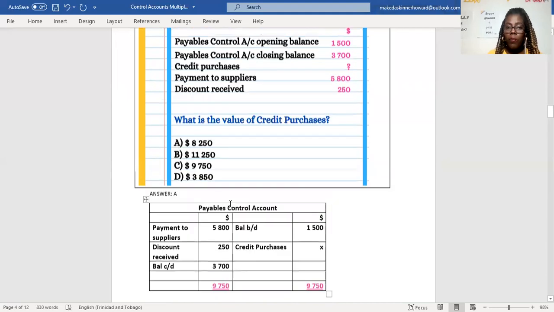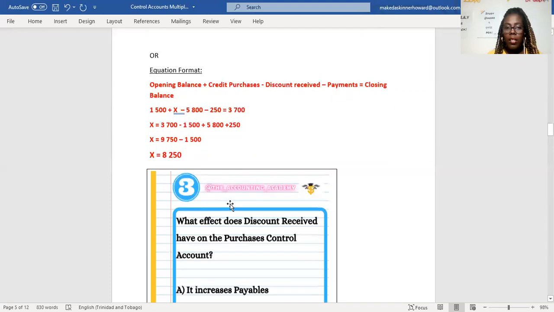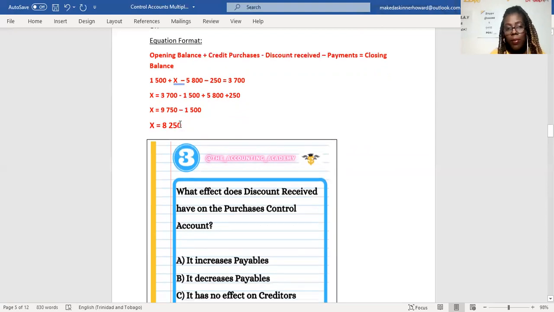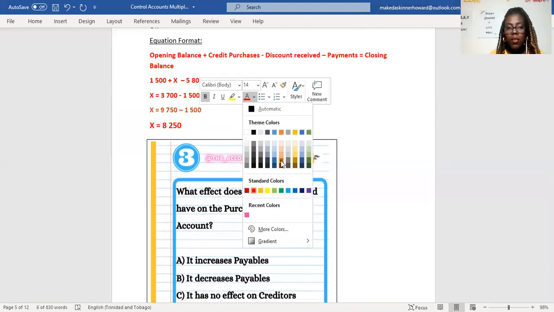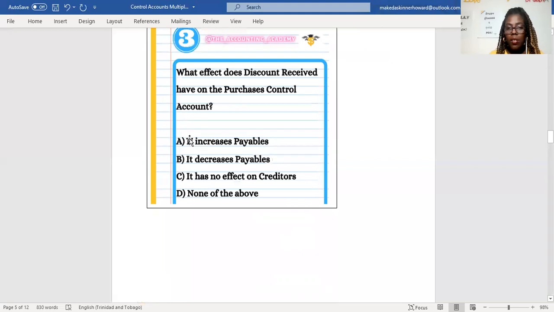And we're starting off owing 1,500. That is what our opening balance means. It means that we owe 1,500. When we purchase more items on credit, that has to be added. And then when we pay the supplier, we would deduct whatever we pay from them. If we get any discounts, we also have to deduct that because that is going to allow us to pay less. All right. So you have the equation on your screen, work out the answer, and you're going to get the same 8250. If you realize you also coming down to the end, you get the same 9750 minus 1500. So that answer is also A.